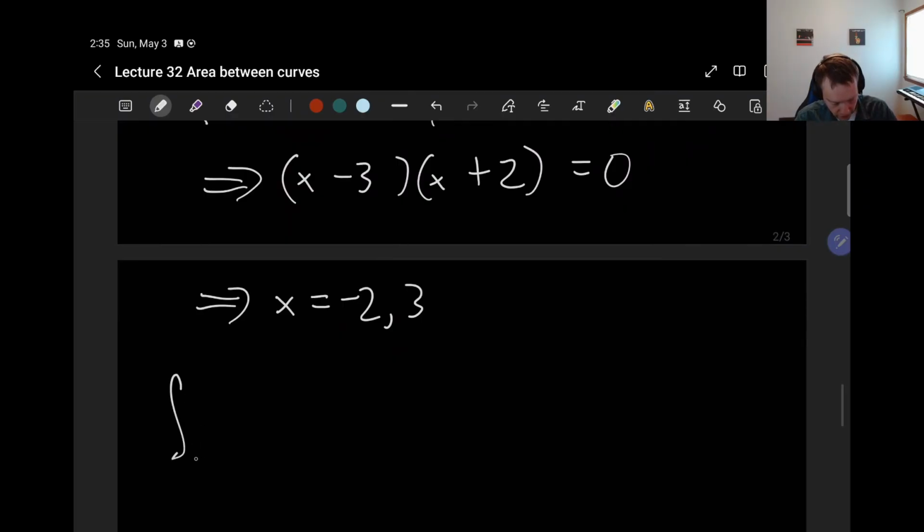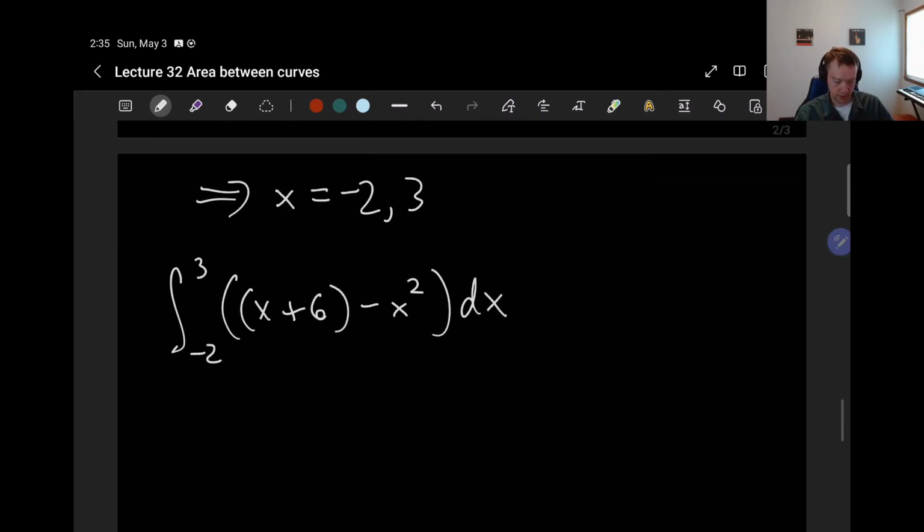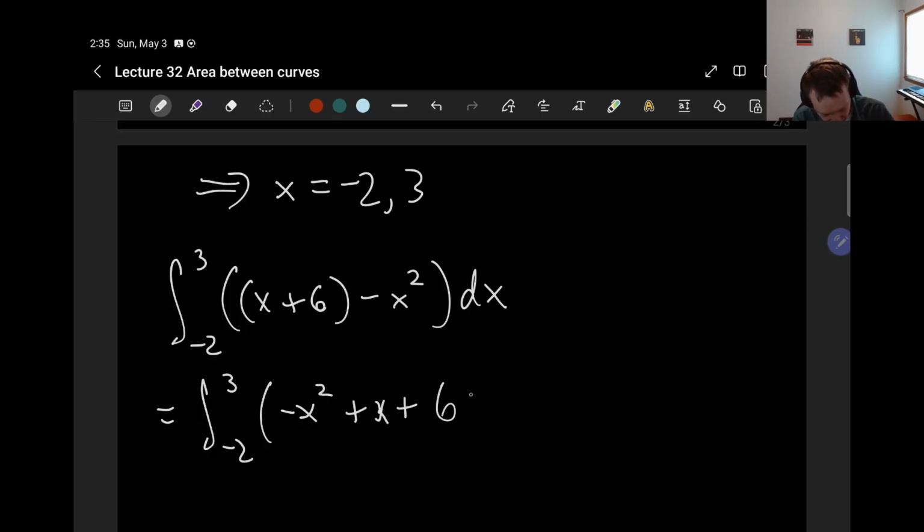So we are solving the definite integral from negative 2 to 3. Write the higher curve first, that would be the line, minus the parabola. So now we're set up, and now we can just solve this definite integral. So I might just clean this up on the inside first. I like to write higher degree terms first. Plus x plus 6.